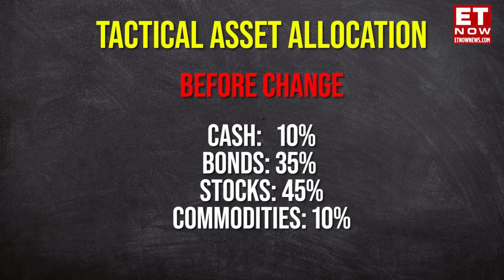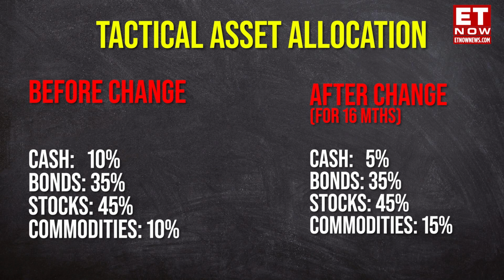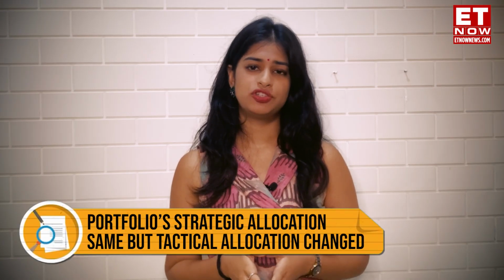Say I have the same 5 lakh rupees to go with it, and I have allocated 10% in cash, 35% in bonds, 45% in stocks and 10% in commodities as a basic mix. Now assume that the data suggests that there will be an increase in demand for commodities for the next 16 months. I as an investor would want to take the advantage of the opportunity and shift more capital to commodities now. So here I will make some changes. I will remove 5% from cash, keep the bonds and stocks as is and add the 5% in commodities. So here the portfolio strategic allocation is the same, but tactical allocation has changed.